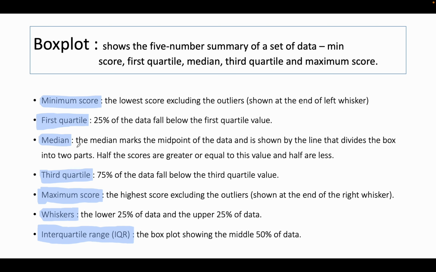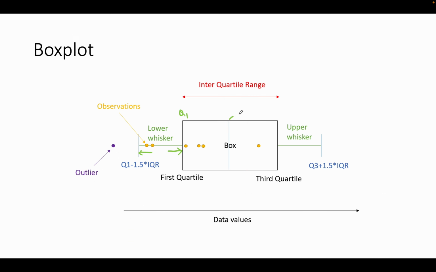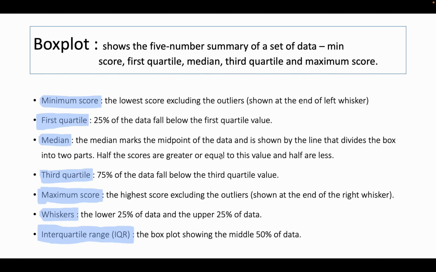Next we have the median. The median marks the midpoint of the data and is shown by the line that divides the box into two parts. Half of the scores are greater or equal to this value and half are less. So this value right here gives us the median value. This data is 50% of the total data, and this is the remaining 50%. So the median is the value which is dividing the data set into two parts.